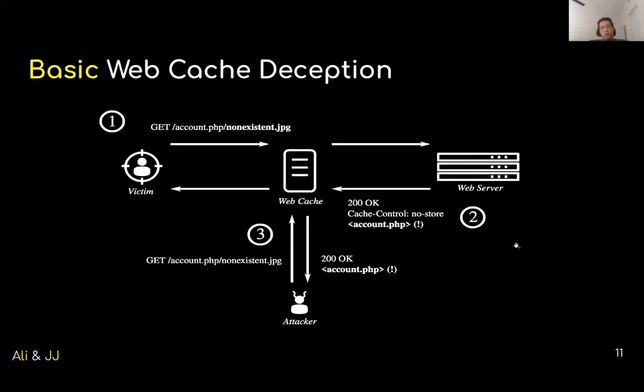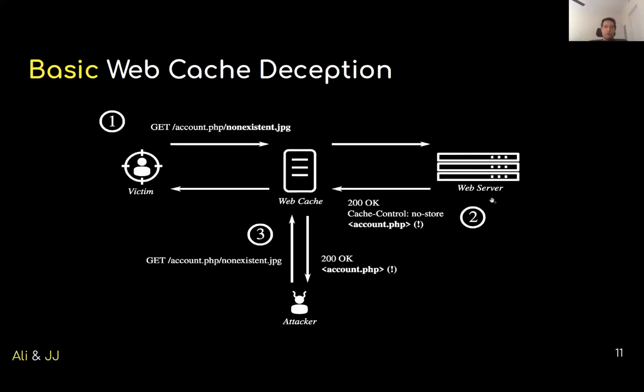Yeah, as Sajjad explained, we believe path confusion is the root cause of the web cache deception attack introduced by Omar Gil in 2017. And as Sajjad said, in step one, if you look at the pictures, the attacker tricks the victim into visiting a URL that requests account.php/non-existent JPG. At first glance, this appears to reference an image file, but in fact does not point to a valid resource on the server.